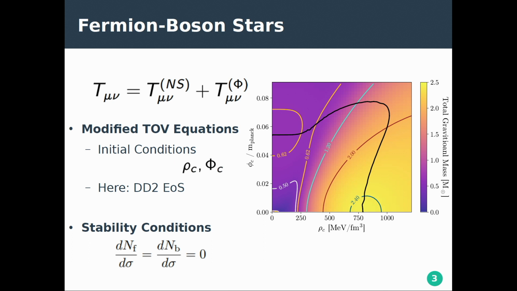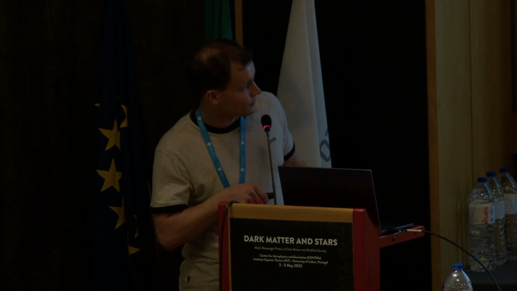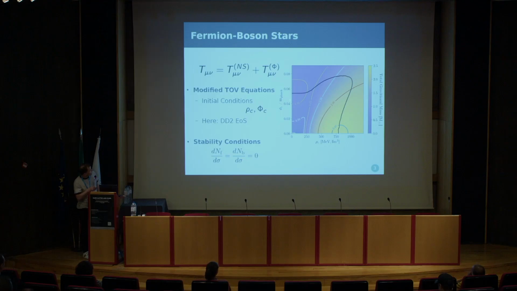And not all of these are stable. You can apply some stability conditions, which is shown here. All stars inside of here are stable, and the ones outside would either move into this region or collapse to a black hole. On this line here for zero central field, these are the normal neutron stars. And on this line here is what you get for pure boson stars.